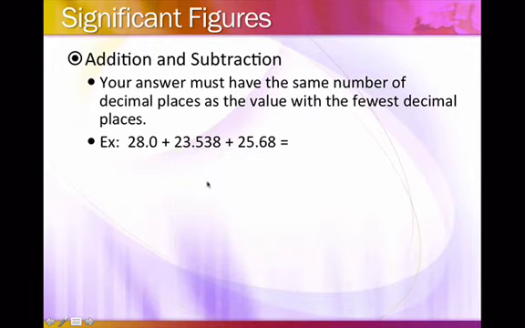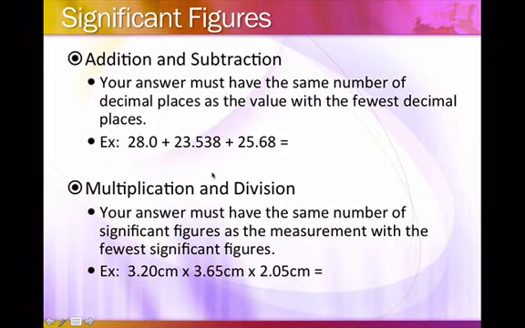Addition and subtraction, and I'll bring the other ones up. Multiplication and division, you have two different rules when you're talking about significant figures. Addition and subtraction, you look at decimal places. You want the fewest number of decimal places from the values to match your answer. And with multiplication and division, you look at the fewest significant figures. And we're going to do some practice with these.